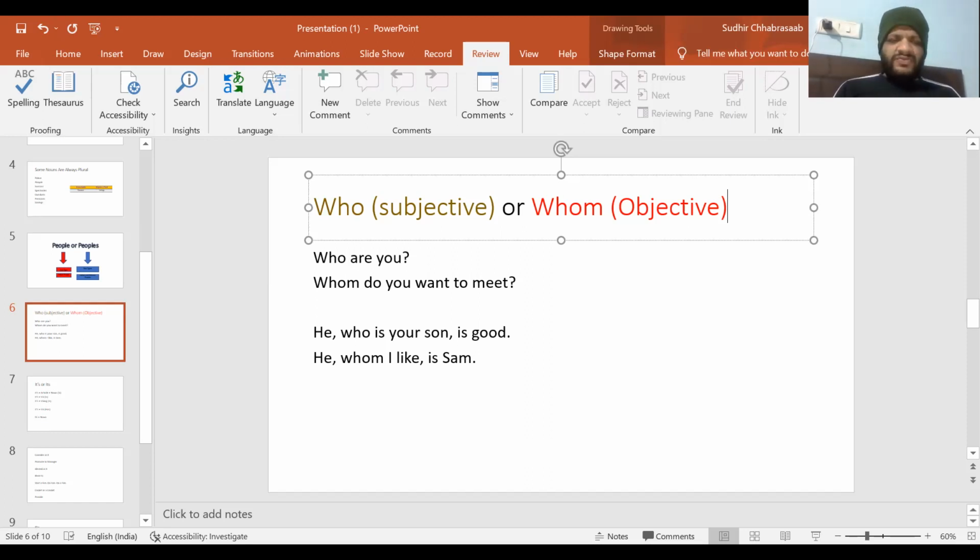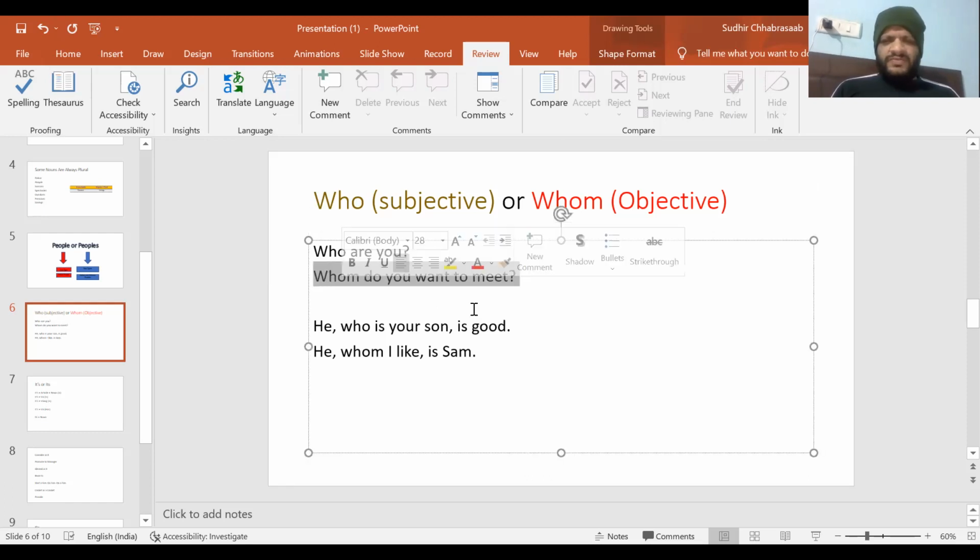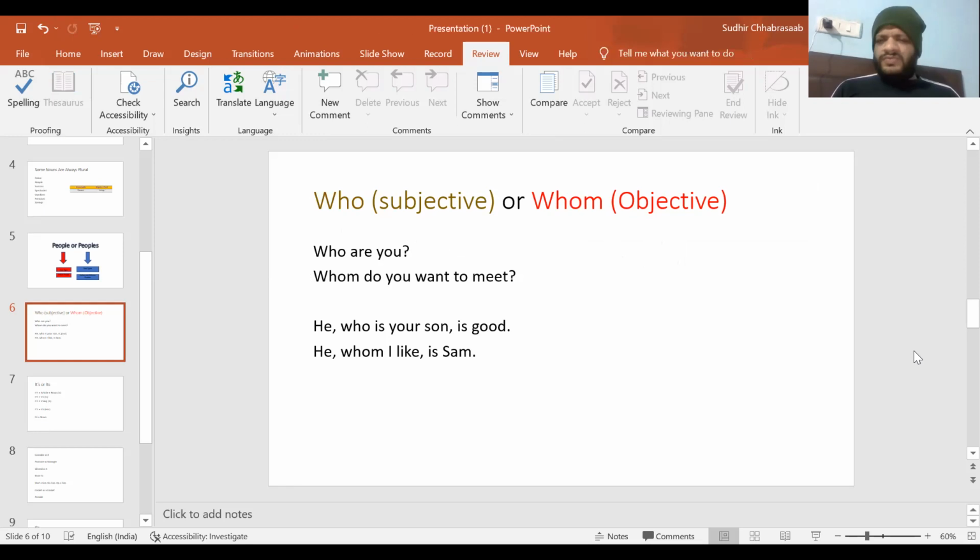But suppose I have to ask about the person he wants to meet. He's going to do the action of meeting, and wants also. So in that case, I'm referring to someone upon whom the action is going to be done, as in the meeting action. So I'm referring to the object. In that case, whom should be there? So, whom do you want to meet? The same is the case here.